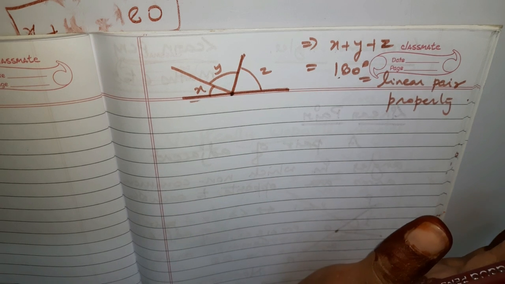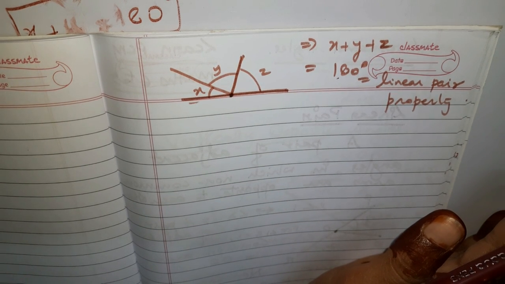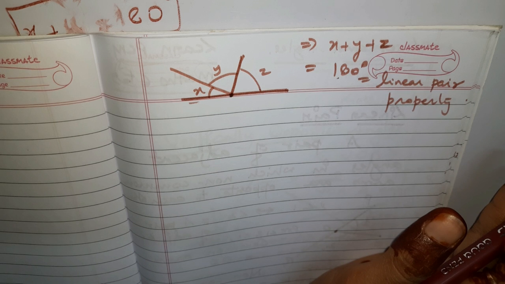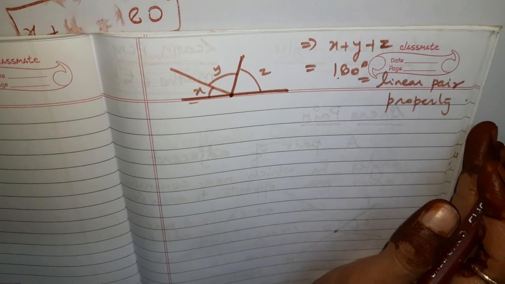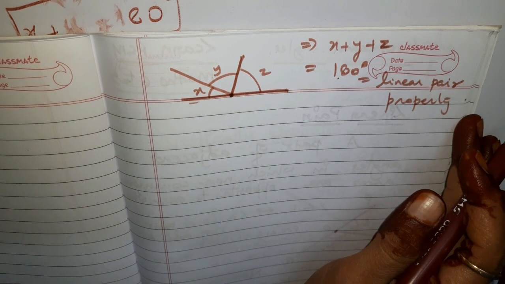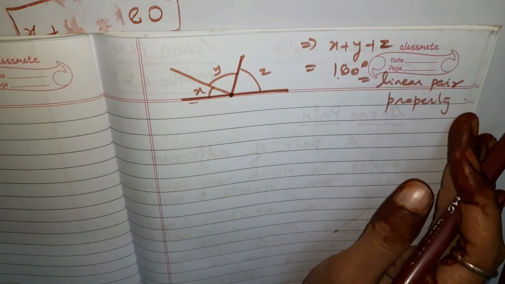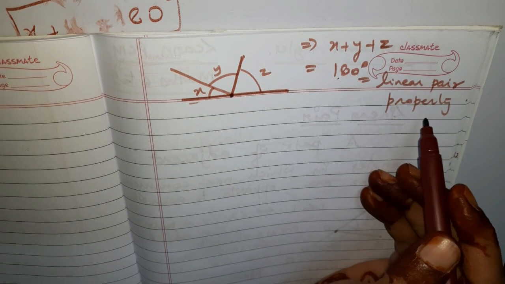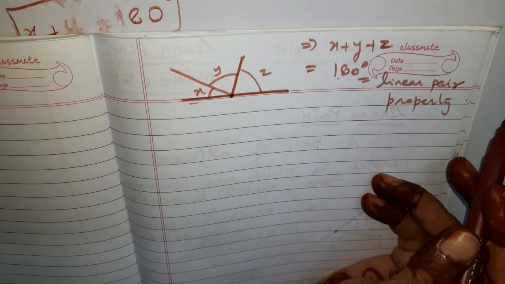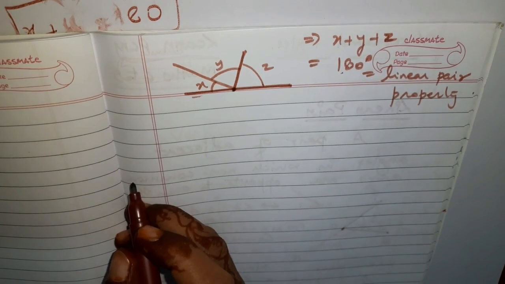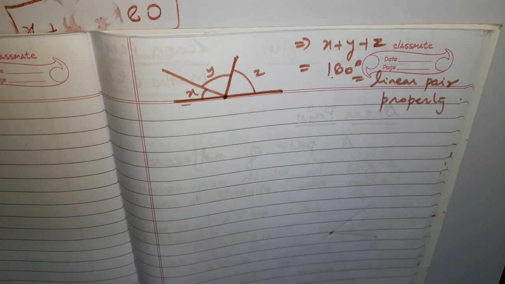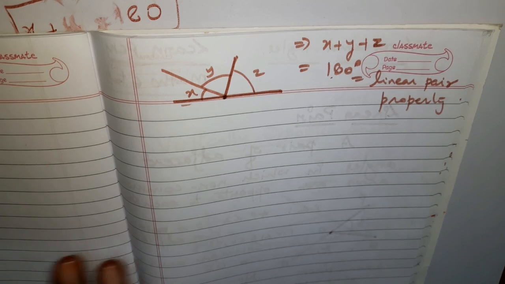Understood? So what we have studied today, we have come to know about the linear pair. We have also understood about the non-common arms of angles forming a linear pair, and also we have seen what the linear pair property is. In linear pair property, we get the sum of the angles on a straight line at a single point equal to 180 degrees.